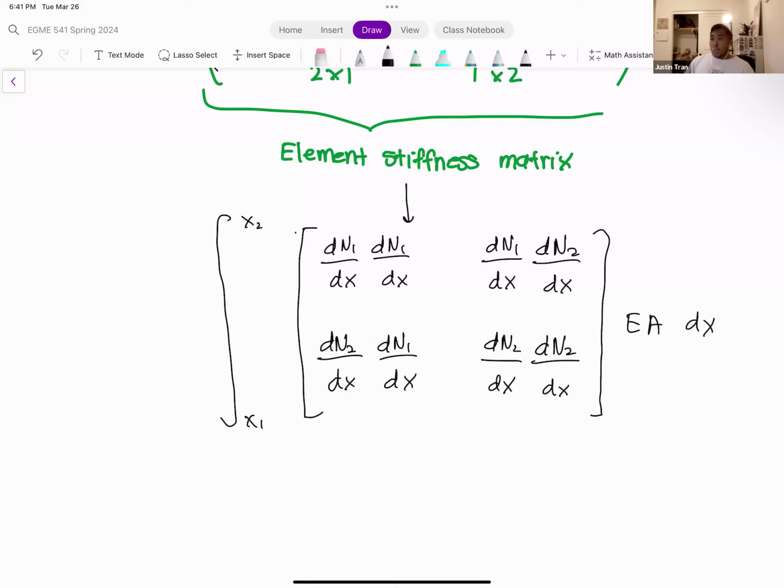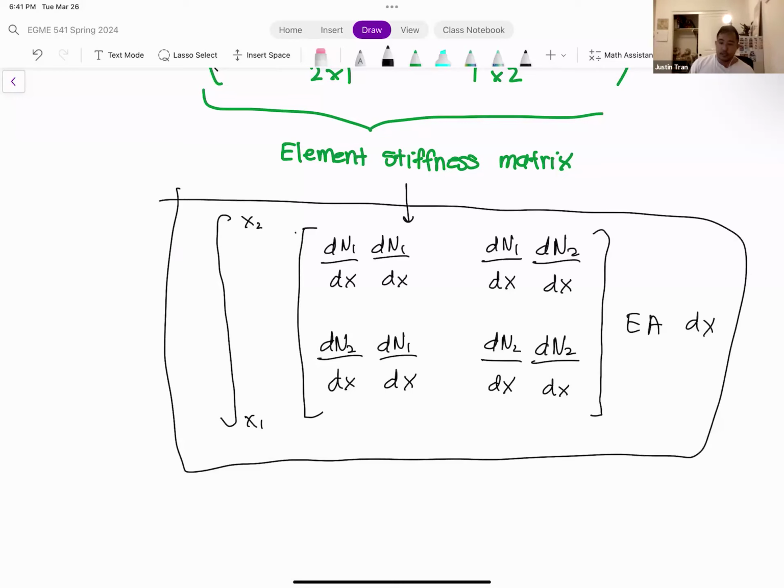So that's the matrix that you get after you perform the vector multiplication. You get a 2 by 2 matrix, and we have the EA out in front, where each term in that matrix is a product of the shape function derivatives. So dn1 dx, dn1 dx, dn1 dx, dn2 dx, and so on and so forth. I think this one right here is good to box. This is our element stiffness matrix for a 1D elasticity problem.